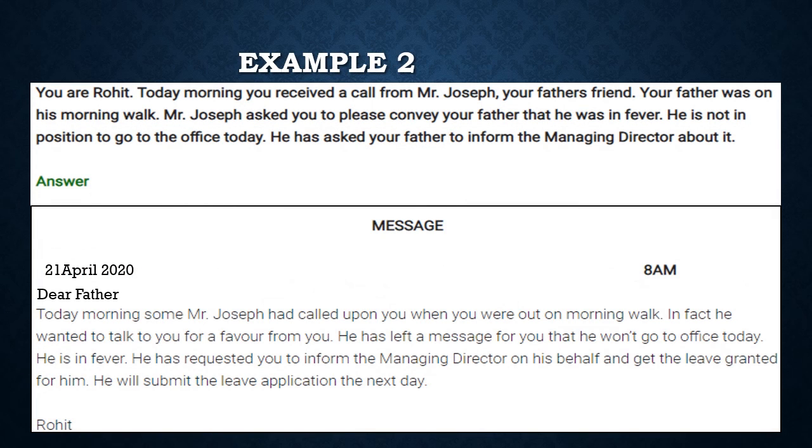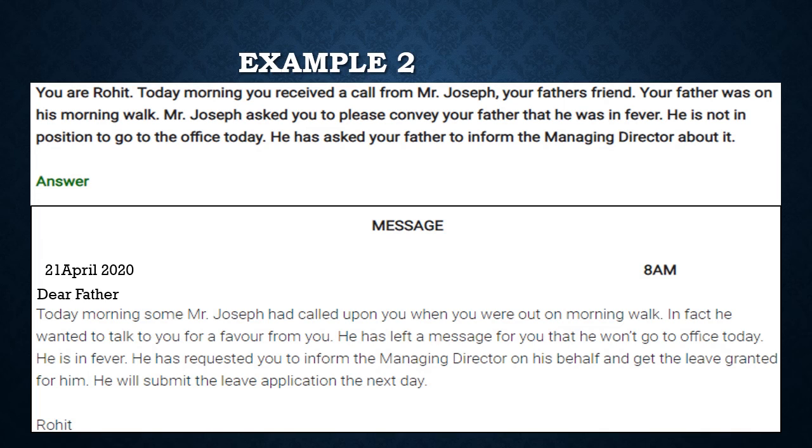Here is example 2. You are Rohit. Today morning you received a call from Mr. Joseph, your father's friend. Your father was on his morning walk. Mr. Joseph asked you to please convey to your father that he was in fever. He is not in a position to go to the office today. He has asked your father to inform the managing director about it. So now you can see how the message is written here.